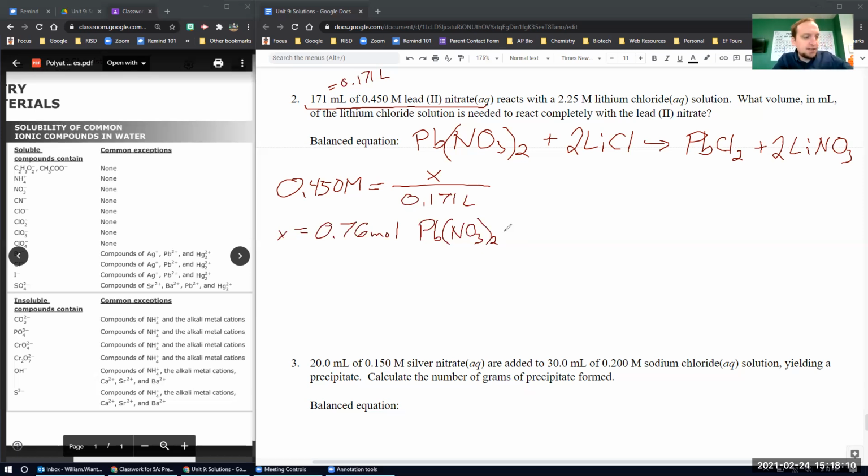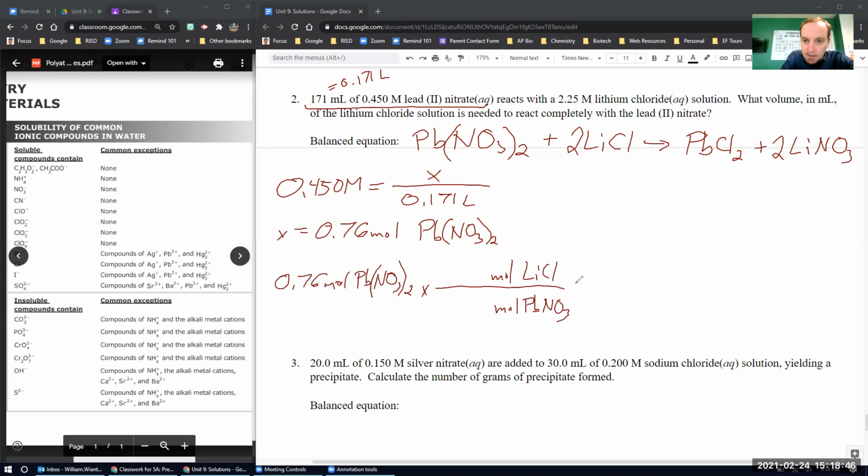Now that we have moles of lead 2 nitrate, we're going to go ahead and use that number. So 0.0770 moles of lead 2 nitrate. I write kind of small. And we're going to convert out of that into our moles of what we want. What do we want? We want lithium. What volume of lithium chloride? We want lithium chloride. That's what we're trying to solve for.